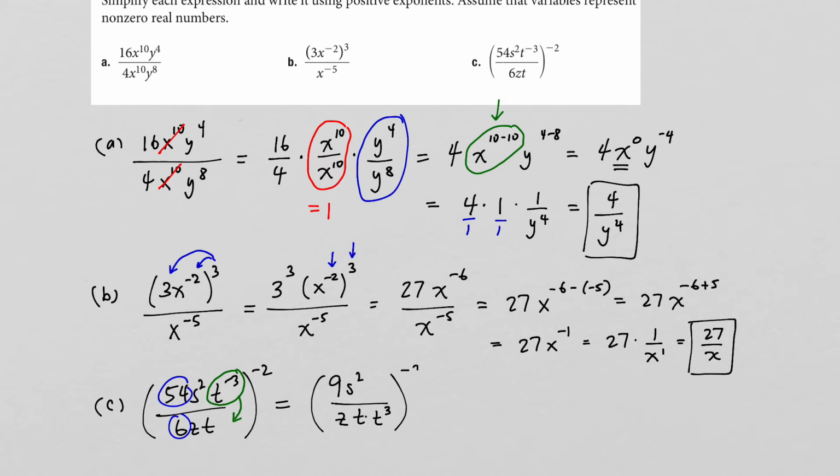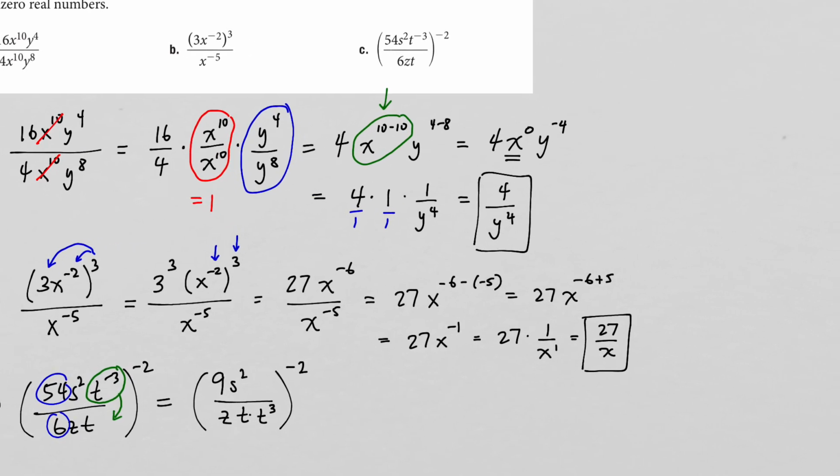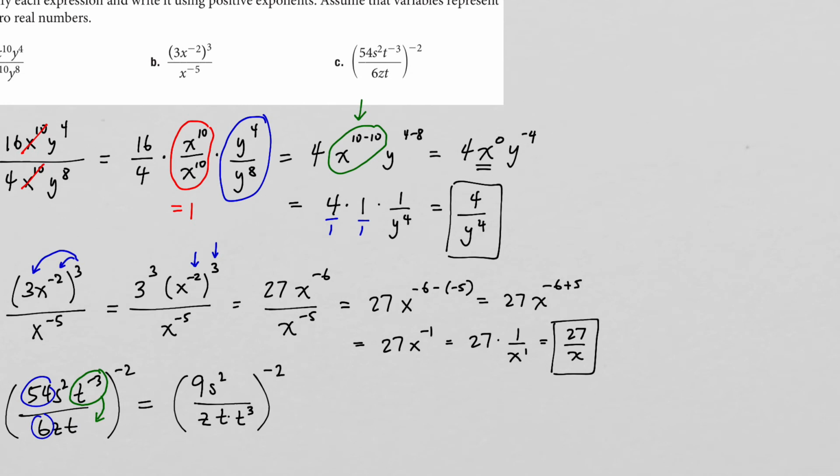Now, the negative exponent on the outside, I'm going to leave that alone. I don't want to do anything with that at this time. Now, just to simplify a little bit here, what we have is 9s squared over zt to the 4th. And it's the 4th because this t right here is a first power, so I'm just adding 1 plus 3 here to get 4. And now that whole thing is raised to the negative 2.